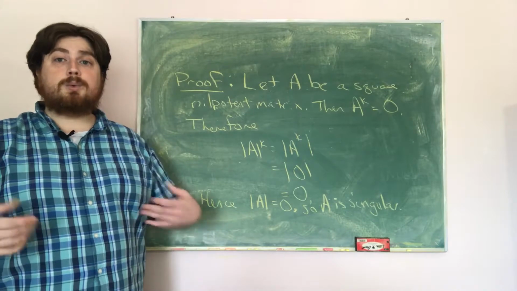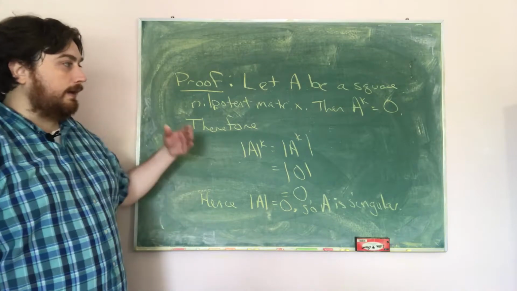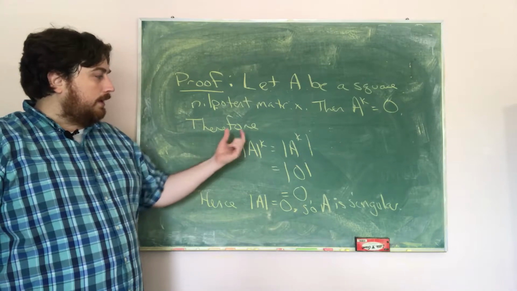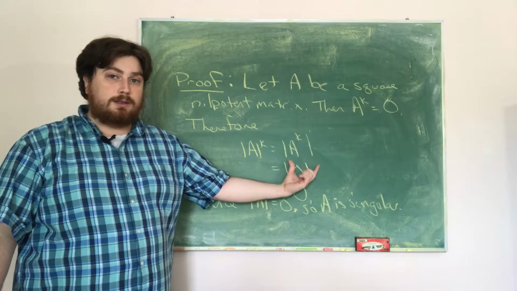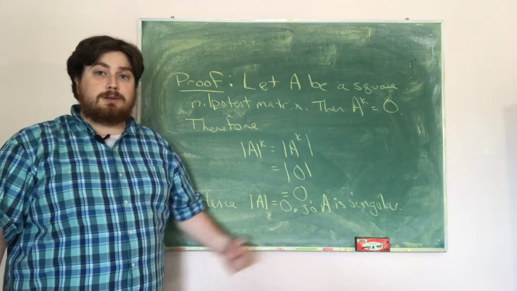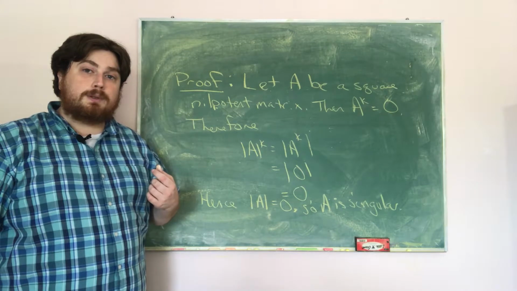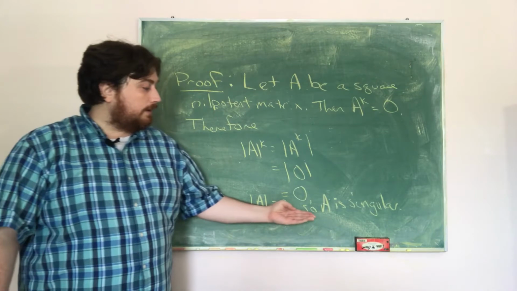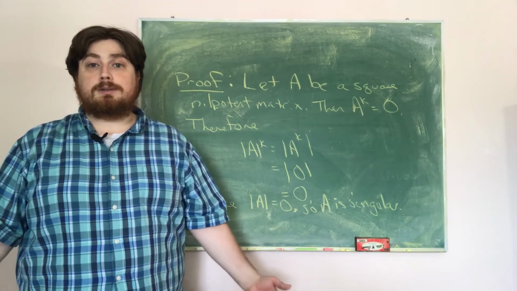So now if we combine together what we said before: let A be a square nilpotent matrix. That means that A to the k is equal to 0. Therefore, the determinant of A to the k is the determinant of the 0 matrix, which is just 0. But the determinant of A is a real number, so a real number to a power is 0 implies that the real number is 0. Therefore, by definition, our matrix is singular because its determinant is 0.